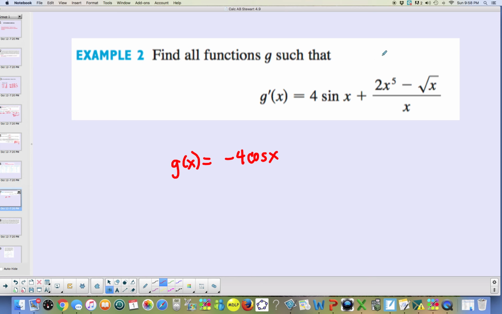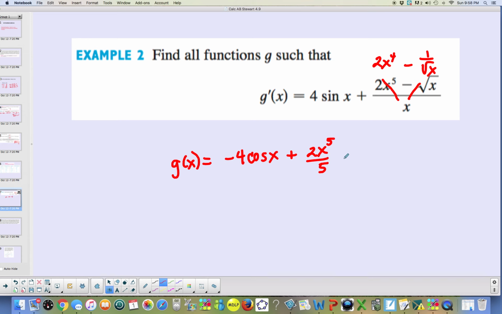Now, this can be rewritten as two fractions, 2x to the 4th minus, and then I take a look at that fraction. I look at this fraction right here, and this will be 1 over root x. So the antiderivative of this will be plus 2x to the 5th over 5.